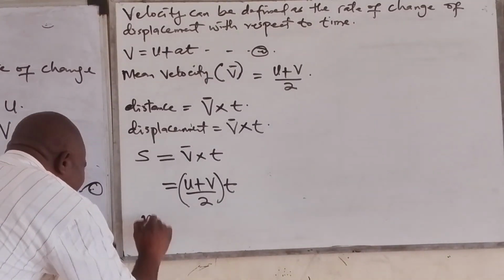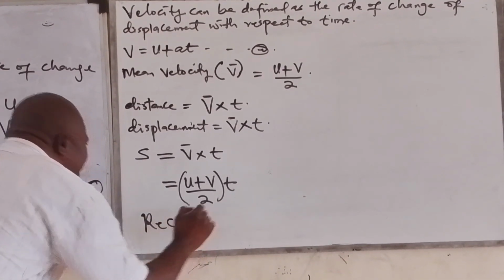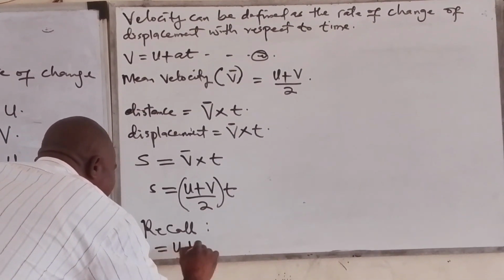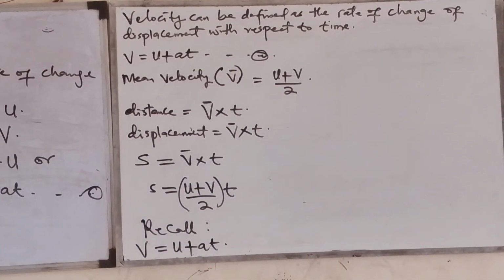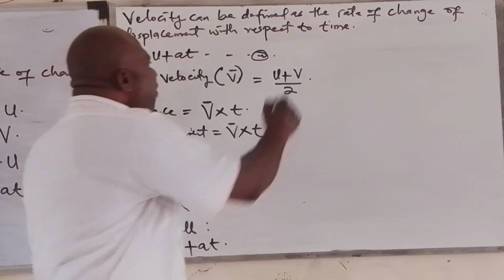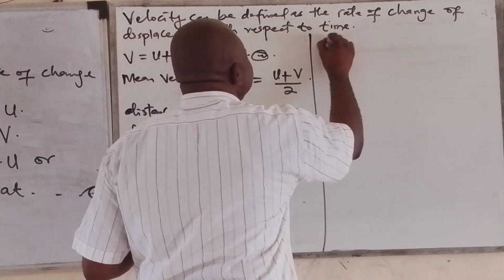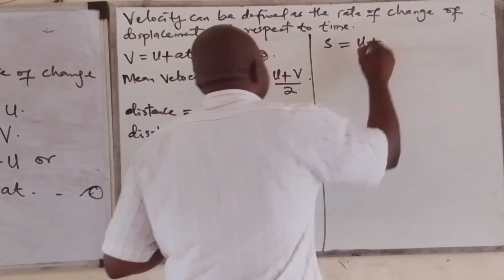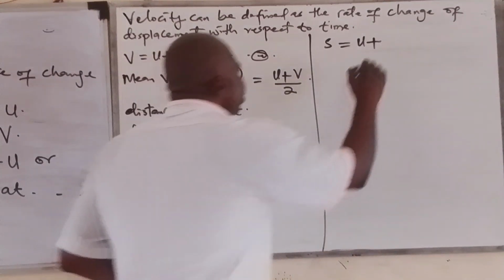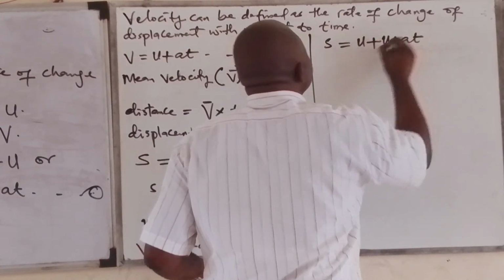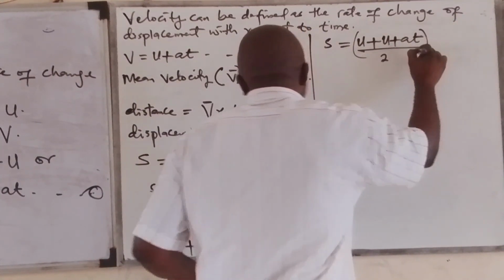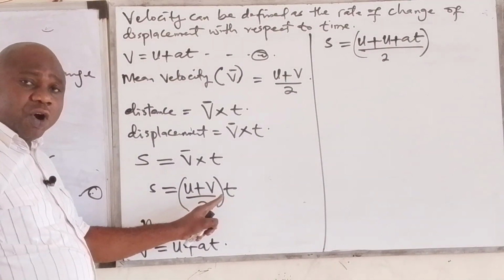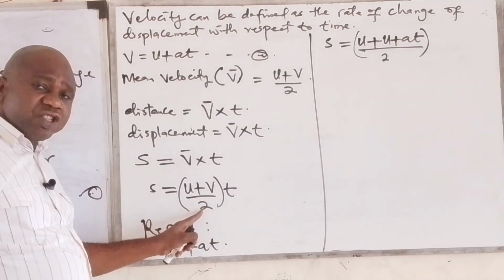But recall that our v is equal to u plus at. So it therefore means that s will be equal to u plus the value of v, which is u plus at, everything over 2. Because here we said displacement is initial velocity plus final velocity all over 2 times t, that's the mean velocity times time.